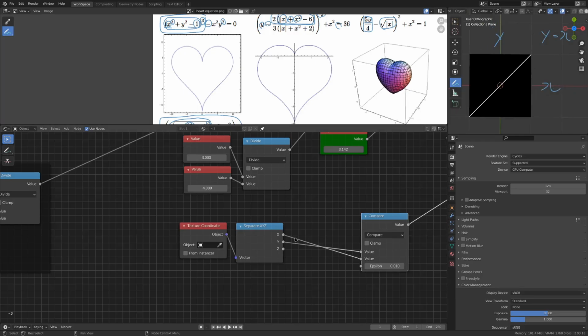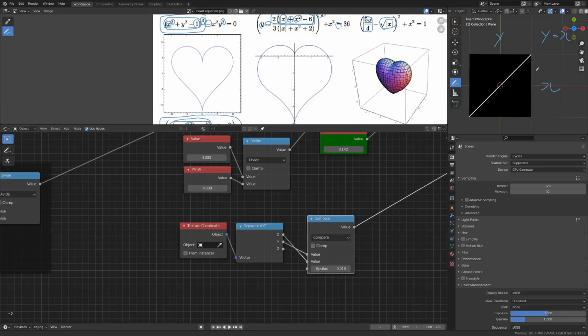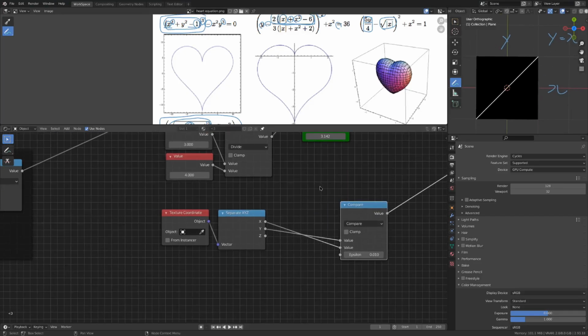This is how it looks. Exactly y equals x, and this is the thickness of the graph, epsilon. So this is how it looks, or you can just change the graph however we want.